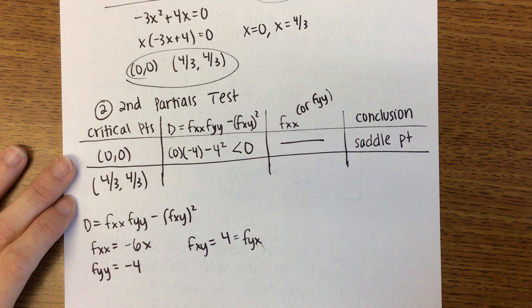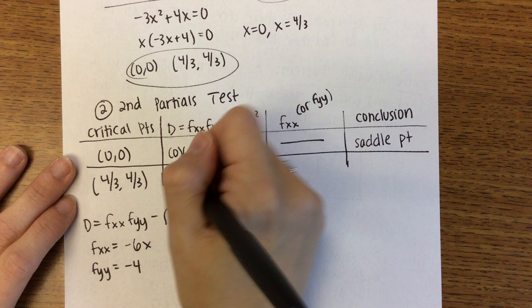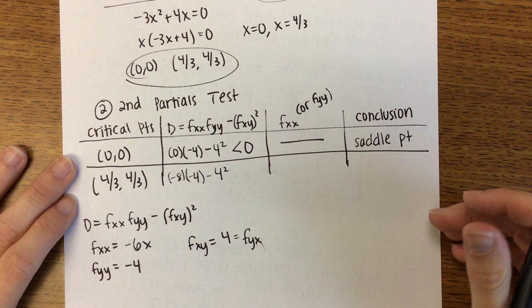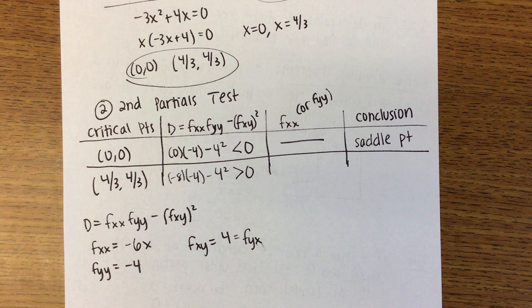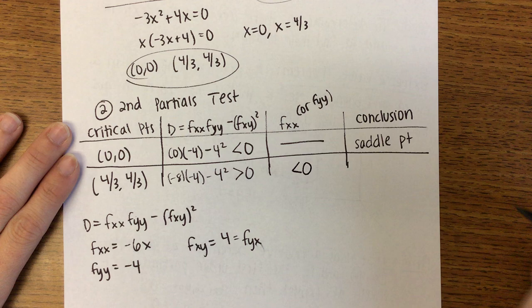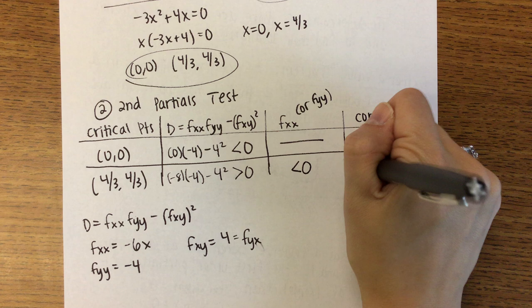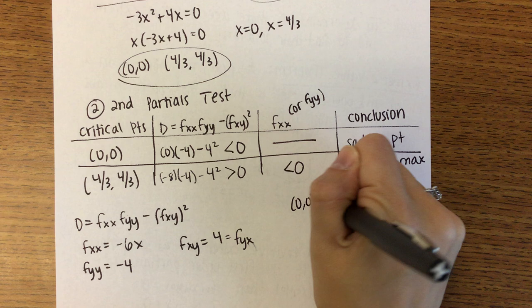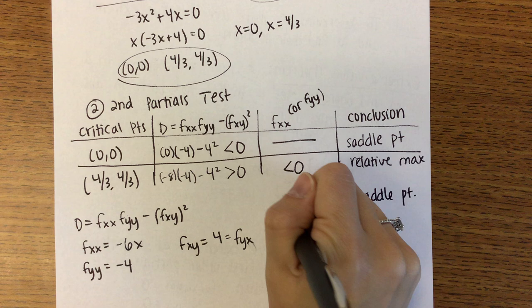If we plug 4/3 into fxx, we get negative 8. Fyy is negative 4 minus that 4 squared. Again, all we care about is that this is positive. The case of positive could be a relative max, could be a relative min, so we look at the second derivative with respect to x. Again, all you care about is positive or negative. If I plug in 4/3, this is going to be negative. Negative is similar to the idea of concave down, which means that we have a relative max. So (0, 0) is a saddle point, and (4/3, 4/3) is a relative max.